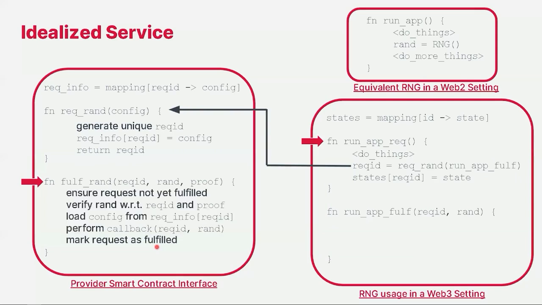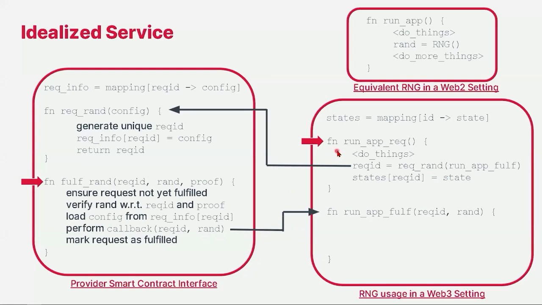So we're making sure the randomness is good, that it hasn't been fulfilled. We load our config to get the callback function, and then we perform callback. In this case, callback would be calling run app fulfill, because that's the function we specified here. So we're already making things significantly simpler.